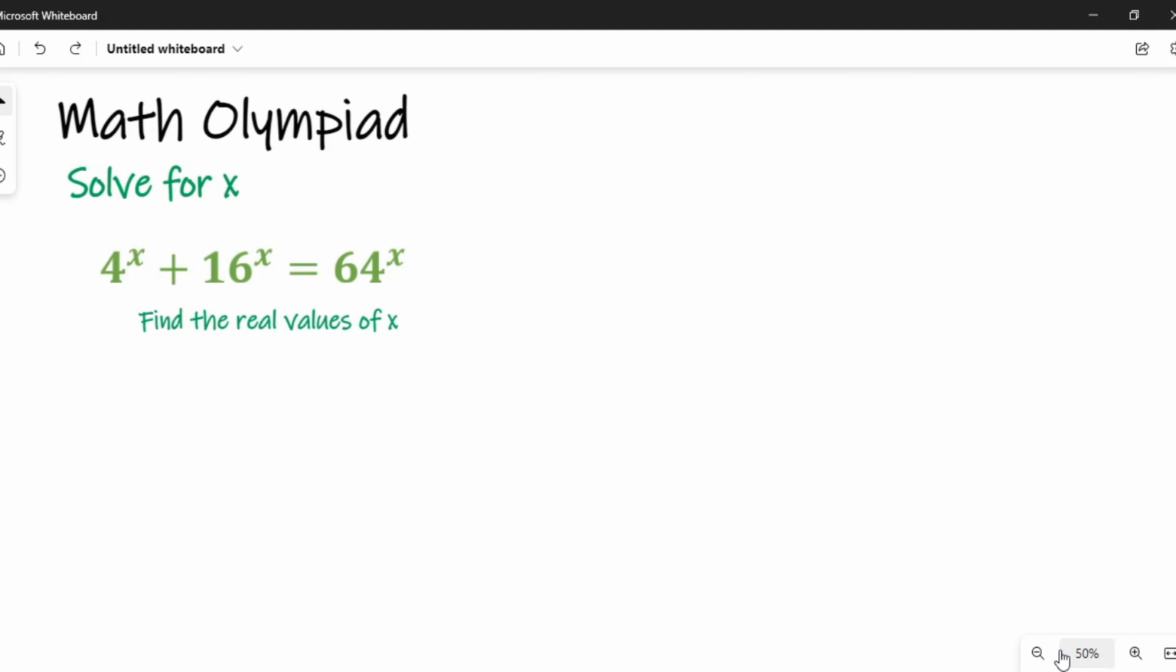So for x in the equation 4^x + 4^x + 16^x = 64^x, we're asked to find the real values of x.